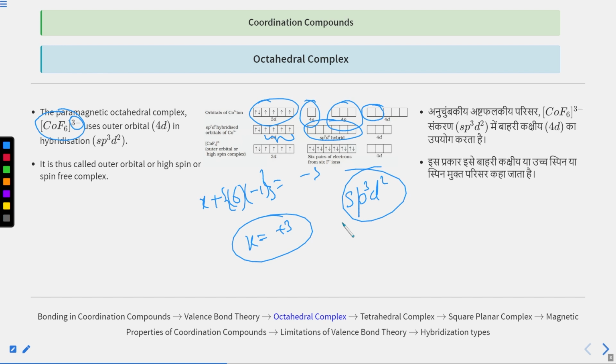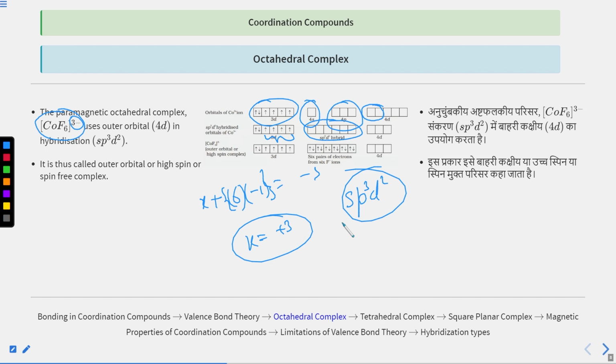Now some student asks, how will we decide whether this compound is forming an outer or inner orbital complex? I have told you that NH3 will pair up the electrons and fluorine will not pair them up. So how will we decide it? This thing was not explained by valence bond theory. It will be explained later on when we study CFSC. From that you will be able to answer these questions. Okay, clear?